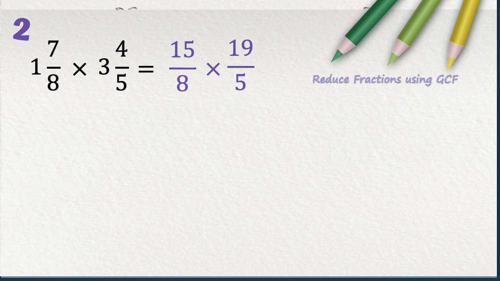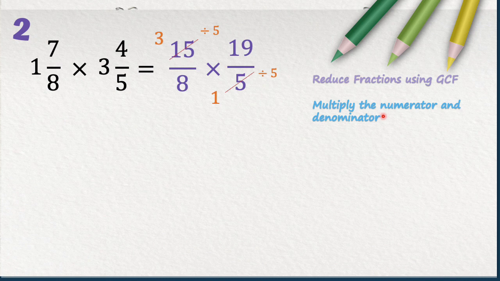Next step is to reduce the fractions using the GCF. So, analyze. Unsay pwede ma-divide? We have 15 and 5. So, pwede na nato siya kuhaan ang GCF, which is equal to 5. So, divide na nato both, no? 15 divided by 5 will give us 3. Then, 5 divided by 5 will give us 1. Next step is to multiply the numerator and the denominator. So, we have 3 times 19, that is equal to 57. And then, 8 times 1 will give us 8.